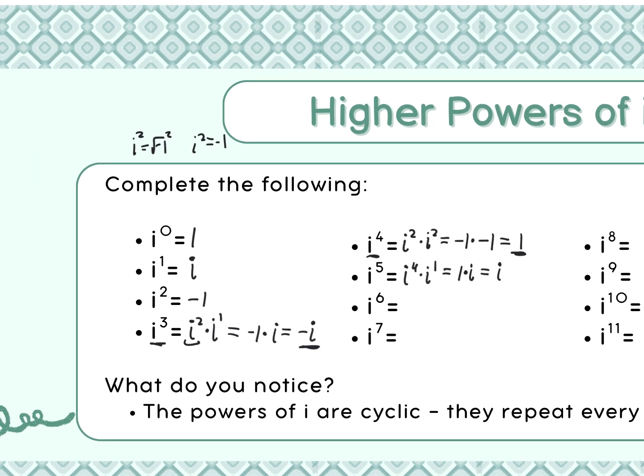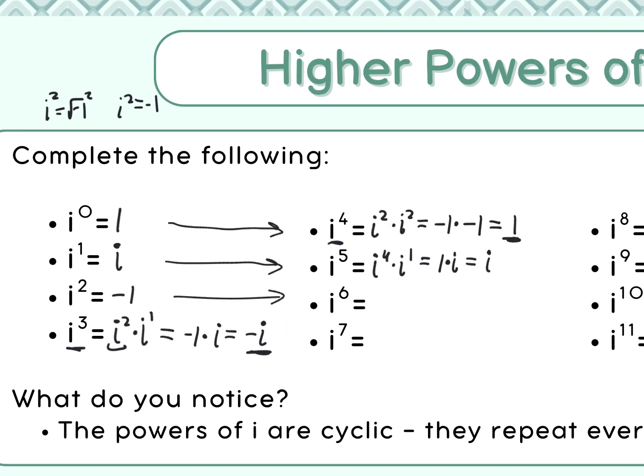So hopefully we can see this i to the 0 is the same as i to the fourth, i to the first was the same as i to the fifth, and so on. We can hopefully imagine that i to the sixth is going to be negative 1. And if you're not sure and you want to be confident, I can turn this into i to the fourth times i squared, which is 1 times negative 1, which is negative 1. So that does check out.